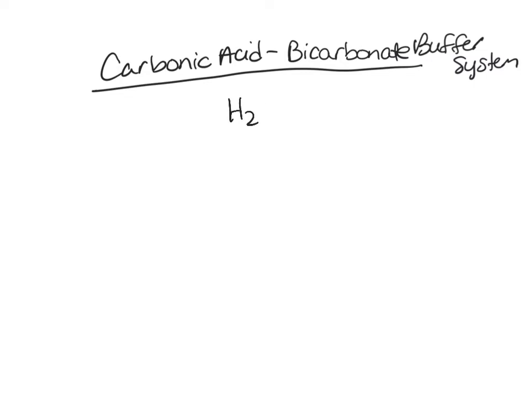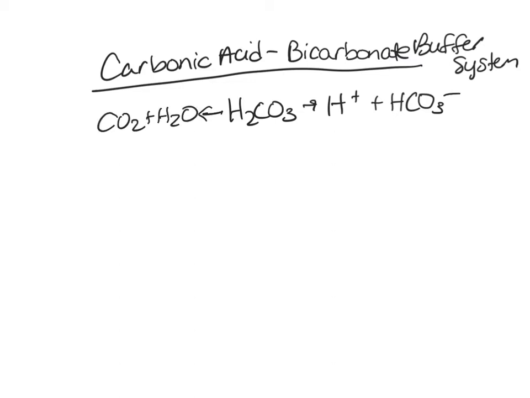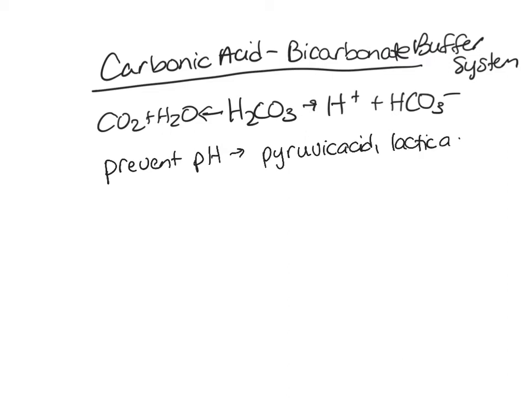Here, carbonic acid and its dissociation products. The primary role of this buffer system is to prevent changes in pH caused by metabolic acids and fixed acids in the extracellular fluid. So it's trying to prevent pH changes whenever pyruvic acid is being produced, or lactic acid is being produced, or ketone bodies are being produced, or when amino acids are being broken down.